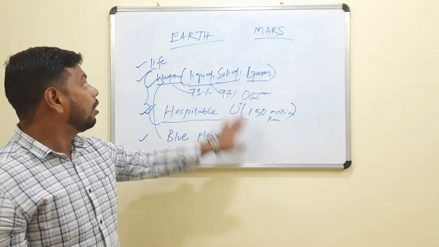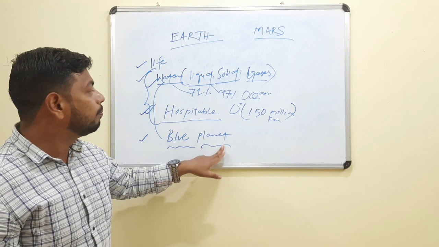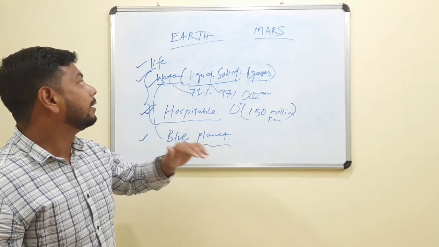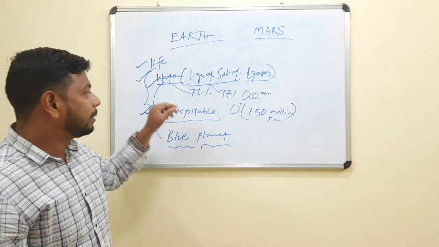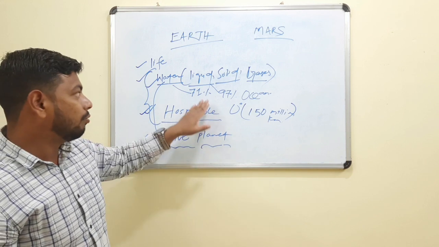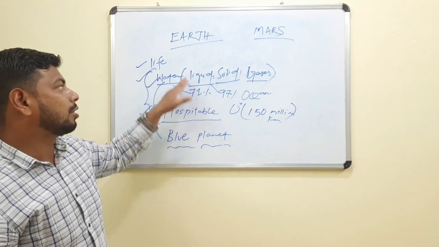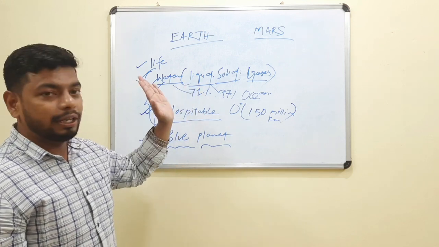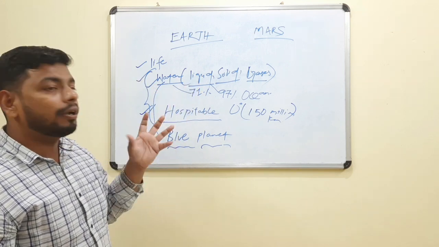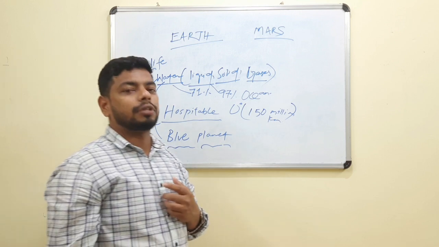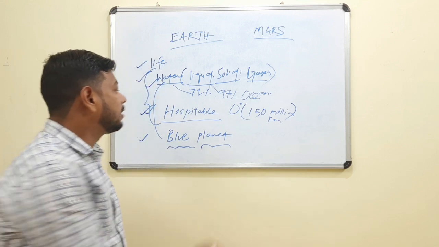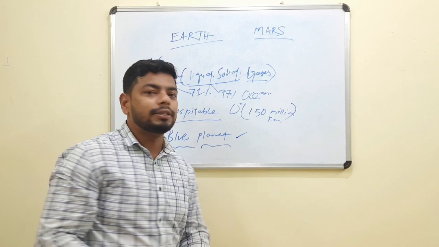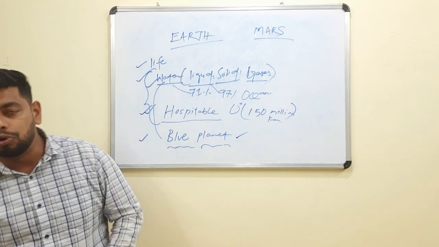So Earth is called a blue planet. Why? The reason behind it is that 71% of the Earth's surface is covered with water, and forests are found in the lithosphere, and the light is reflected from the sky and it looks blue. That is the reason it is called the blue planet.